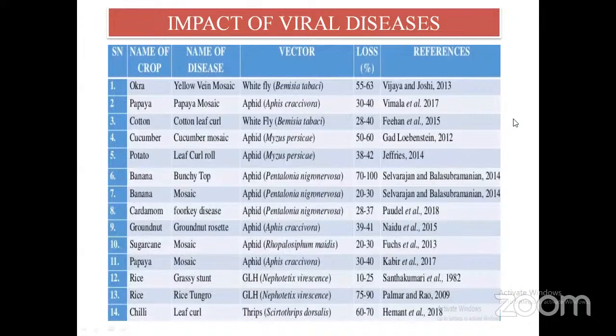This is the impact of viral diseases, and this is a generalized table I have taken, and this tells about the varying levels of losses through different vectors and in the presence of different viral pathogens in different crops, namely okra, papaya, cotton, cucumber, potato, banana, cardamom, groundnut, sugarcane, rice, and chili, which form a major part of the horticultural and agricultural ecosystem, where references have also been given, which can be checked out later.